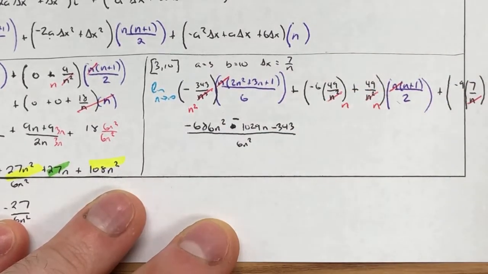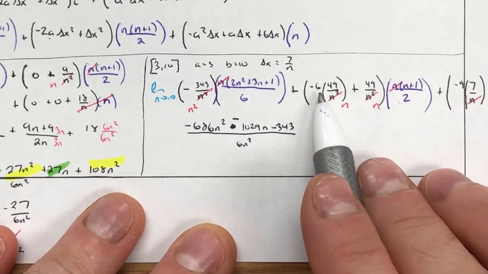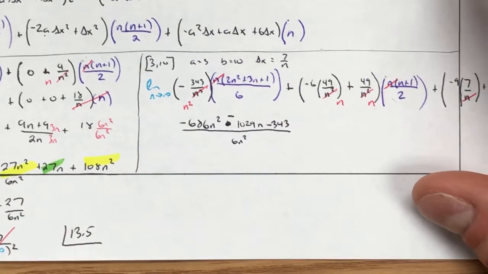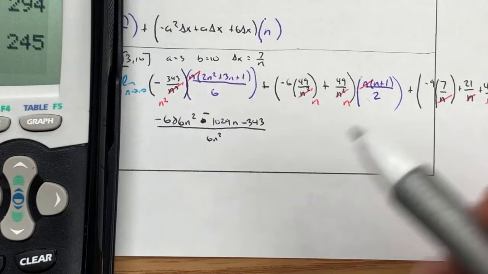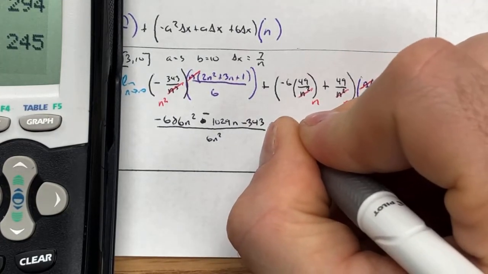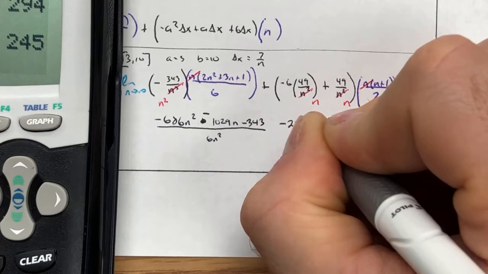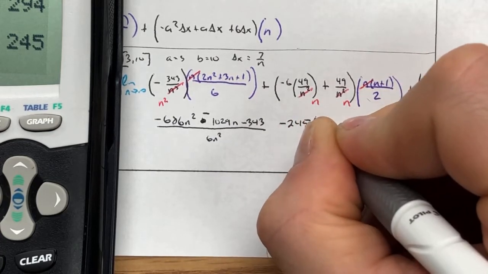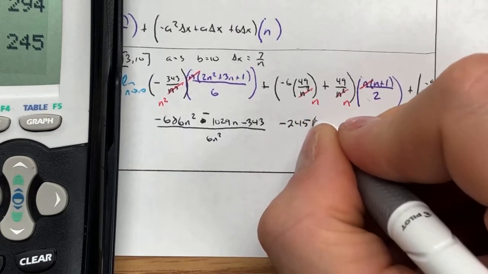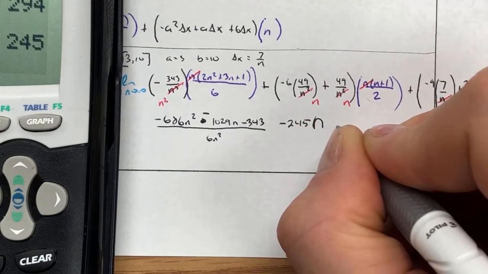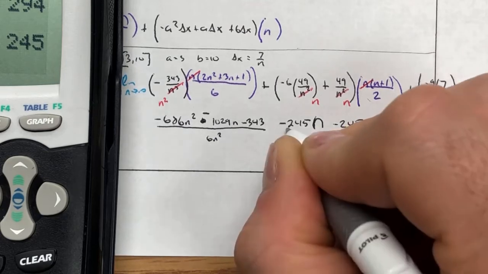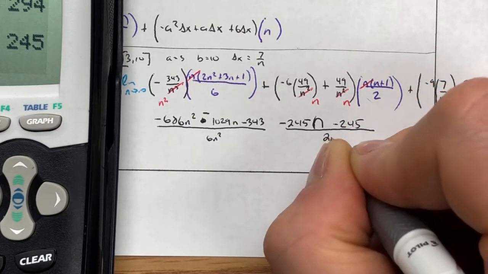6n squared. Over here, I've got negative 6 times 49 plus 49. So 6 times 49 is 294. So that is a negative 245 times n, which is going to be n. Negative 245 times 1 is going to be negative 245 all over n.